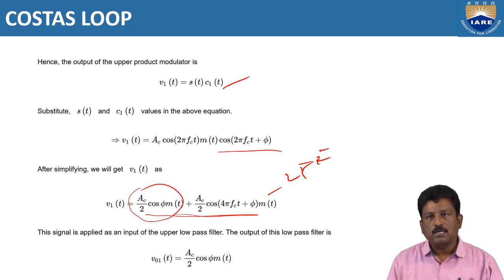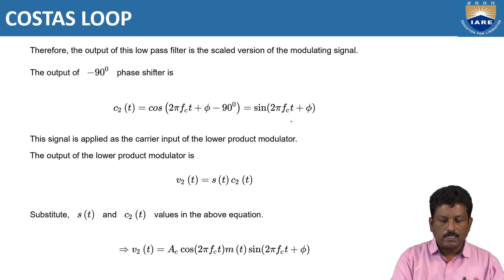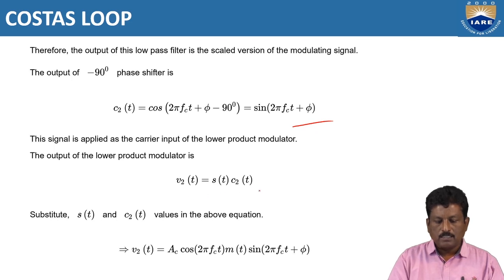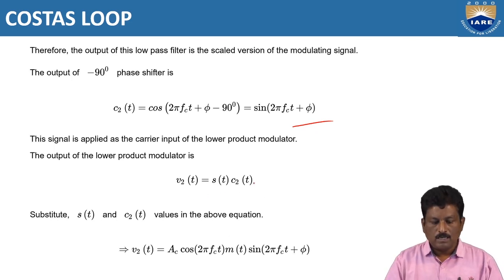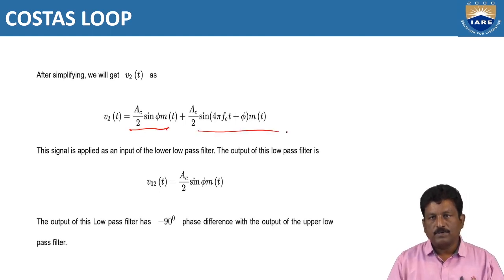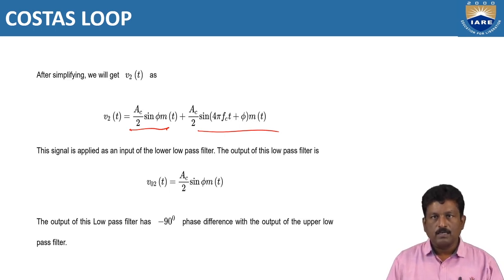In a similar fashion, you get the lower path also. Here, cos(2 pi fc t plus phi) shifted by minus 90 degrees gives sin(2 pi fc t plus phi). So V2(t), the lower path channel, is S(t) times C2(t), with the same formula. This is also a product; substituting S(t) and C2(t), we finally get a lower frequency component and a higher frequency component. By filtering out the high frequency components with the low pass filter and allowing only the low frequency components, we get V0(t) equal to Ac/2 sin(phi) m(t).